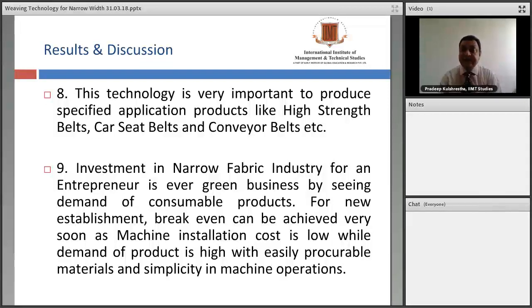So mostly these narrow machines are vertical, not horizontal. So they take less floor space. With less space, one enterprise can start a business with this technology. And demand in the market is evergreen. Suppose labels are required, labels of Raymond's, labels of Lee, brands, etc. So they are never-ending things, and once they start, they have to produce, and money is coming for the entrepreneur. So these are evergreen businesses with less investment.